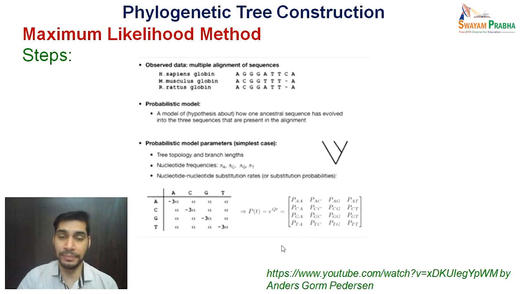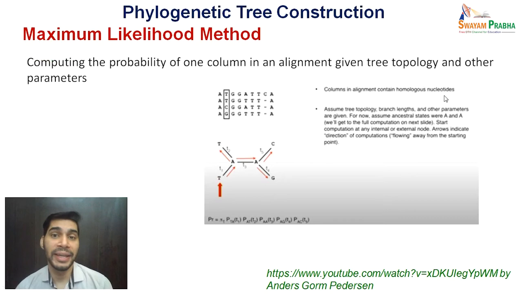Now, computing the probability of one column in an alignment given the tree topology and other parameters. Let's assume column-wise. We won't consider this invariant column. Let's first take this column, which is having some changes. Columns in an alignment contain homologous nucleotides. Assume tree topology, branch lengths, and other parameters are given. For now, assume the ancestral states were A and A. So A and A are the ancestral states here. Start computation at any internal or external node. The arrow indicates the direction of computation here.